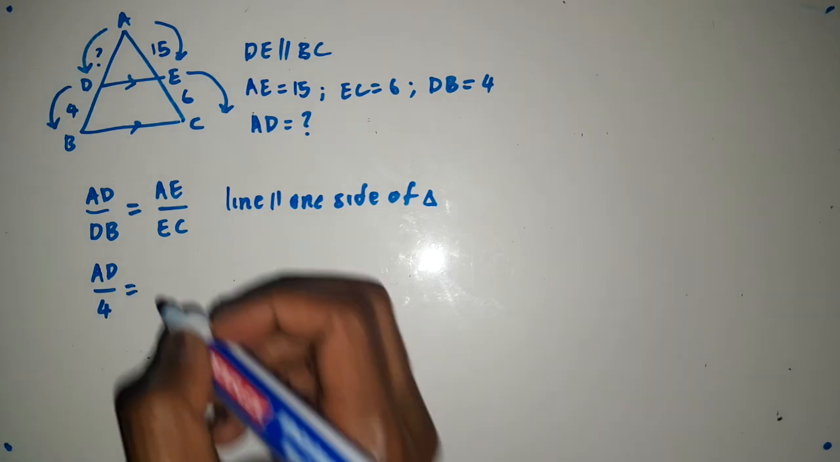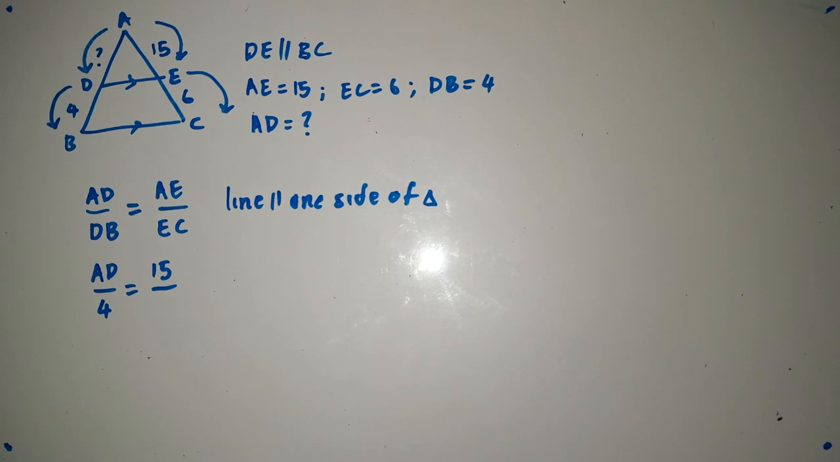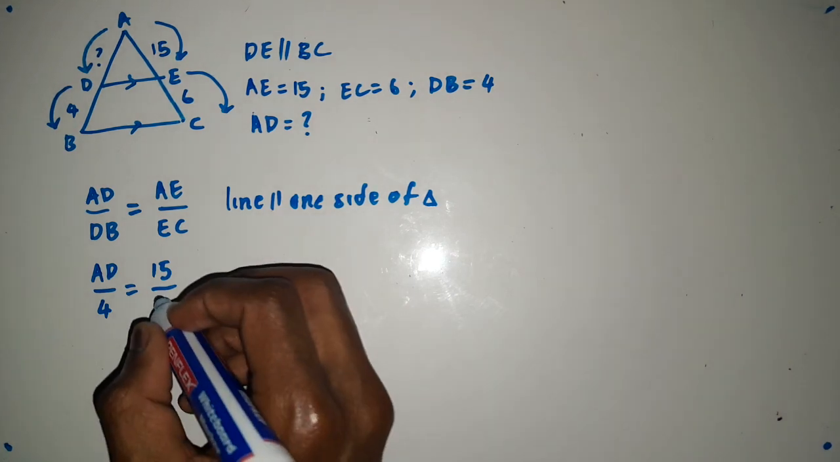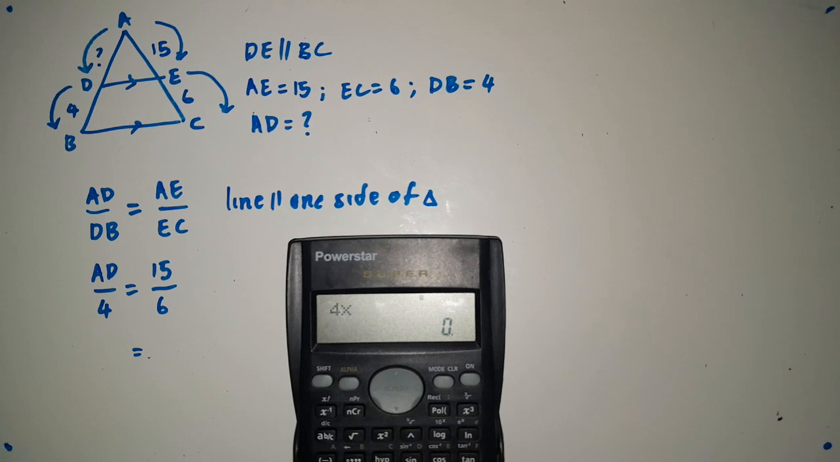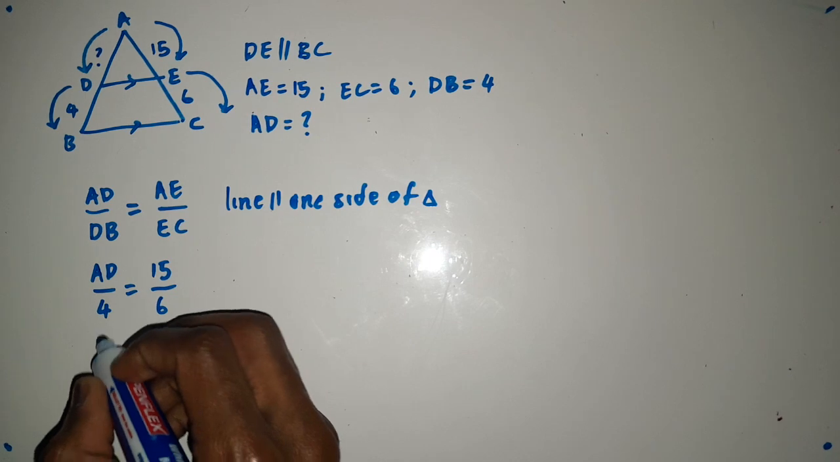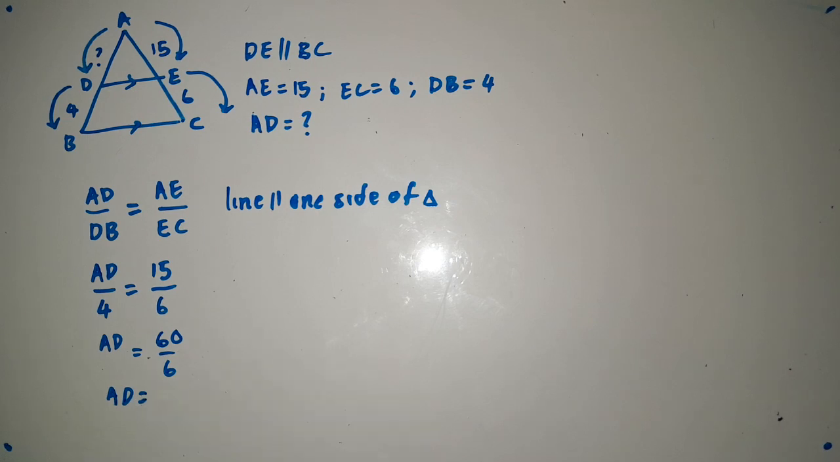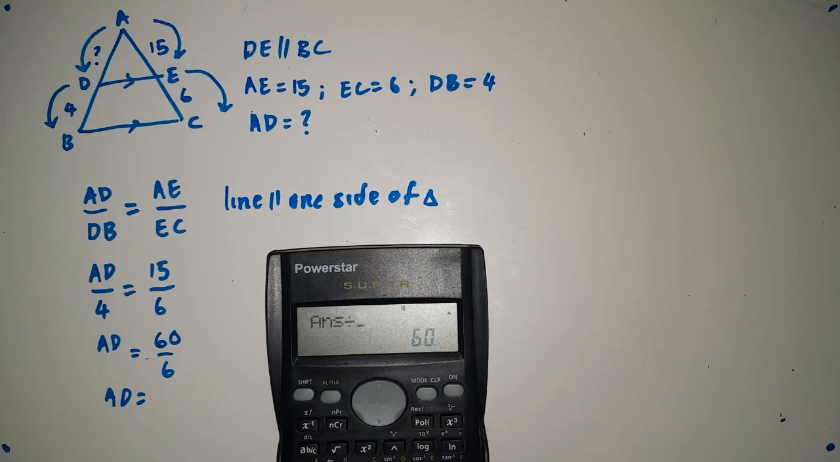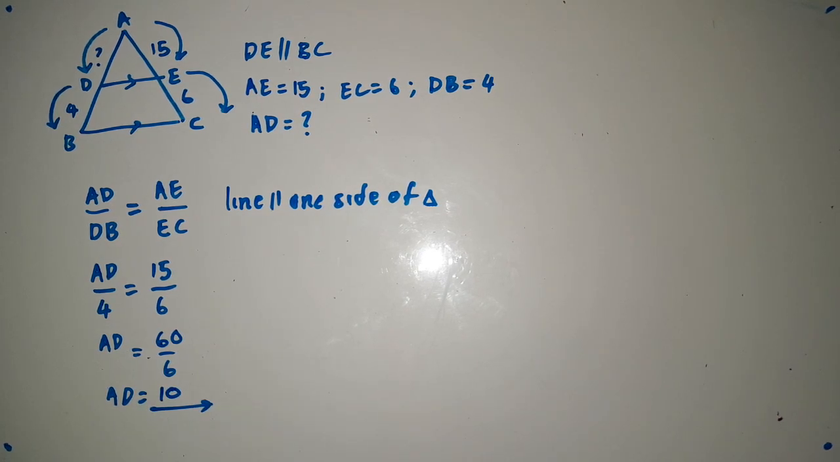It's 4. Do we have AE? Yes, we have. It's 15. EC, it's 6. Let us solve. 4 times 15. Take out your calculator. 4 times 15, we get 60. AD divided by 6. Then the answer divided by 6, I get 10. This is my final answer. Just like this. You see?